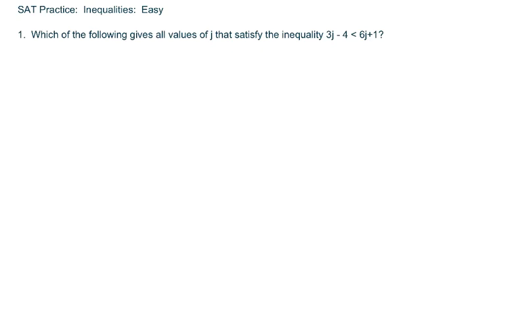These are considered easy. So the first one we're doing is: which of the following gives all values of j such that they satisfy the inequality 3j minus 4 is less than or equal to 6j plus 1. I couldn't get the equal sign on there.